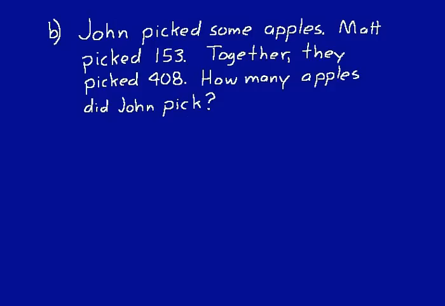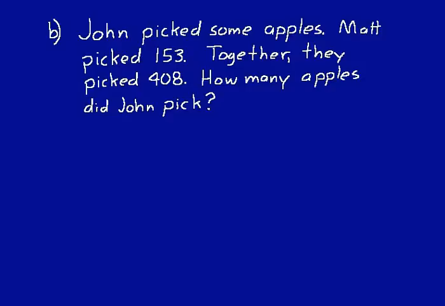Look at practice problem B. John picked some apples. Matt picked 153. Together they picked 408. How many apples did John pick? So think about the question here. How many apples did John pick? That's what we're trying to figure out. So that means that's our unknown value.